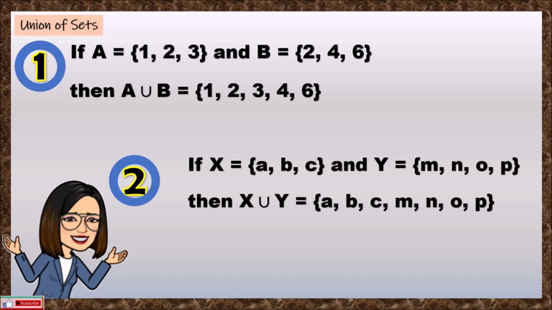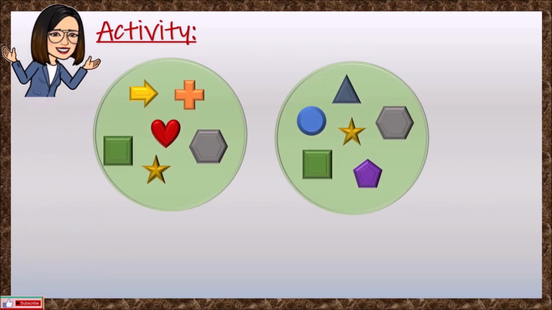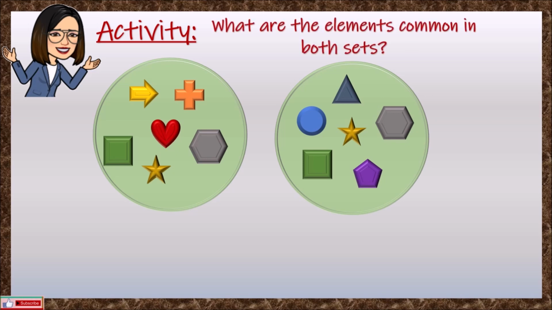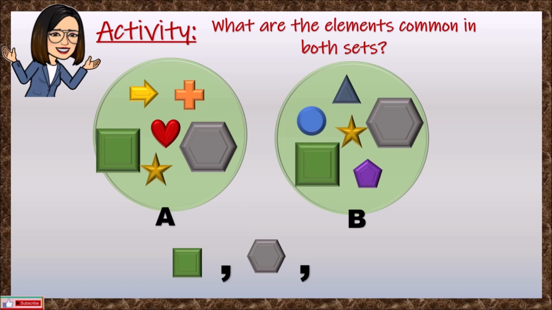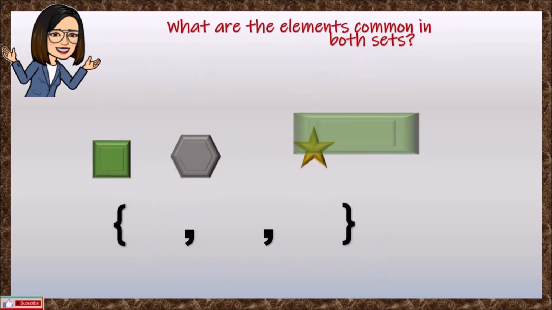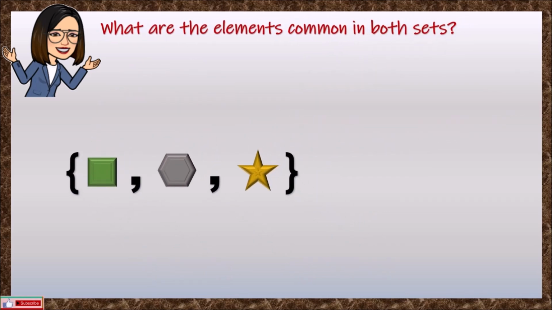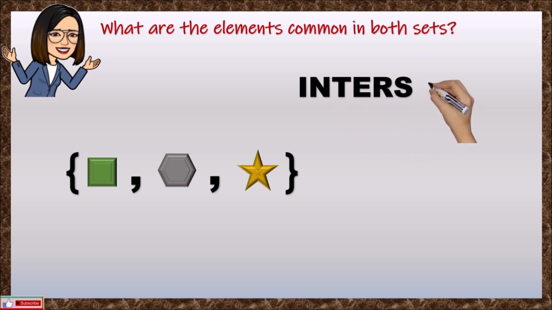Let's go back to the activity given earlier. This time, let us look for the elements common in both sets. What elements are common in both A and B? That's correct. We have square, hexagon, and star. What do we call the set that we formed? Alright, it is called intersection.